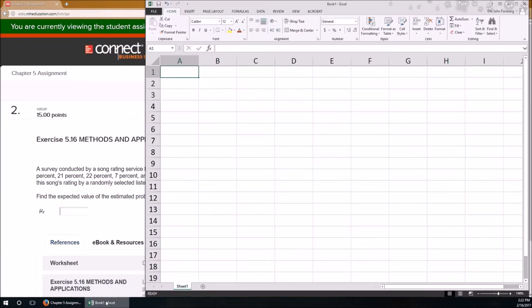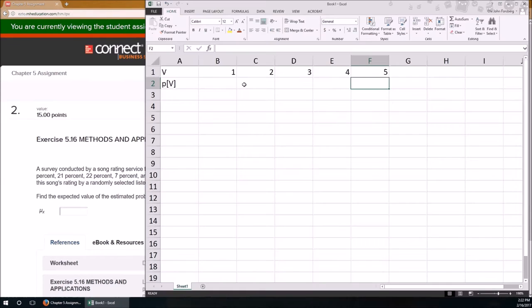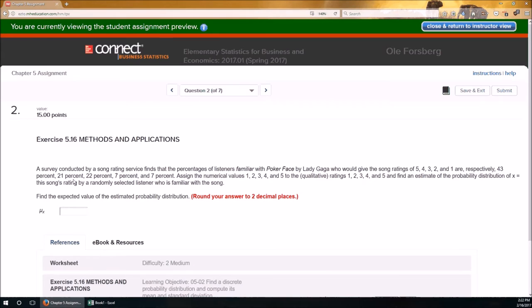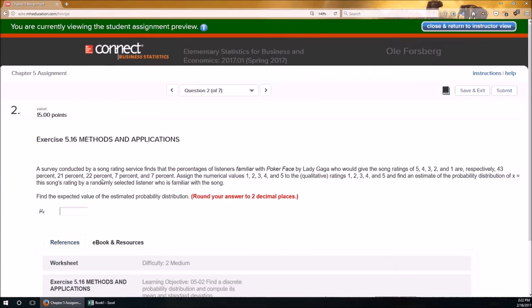Let's go ahead and pull this up. So there are 5 values. We're going to call those v. And the probability for each of those v's was given to us. 1, 2, 3, 4, 5. And what were those probabilities given? Oh, we're going backwards, so I'll go ahead and change my Excel to 5, 4, 3, 2, 1. Doesn't matter. 43%, 21%, 22%, and 7 and 7.